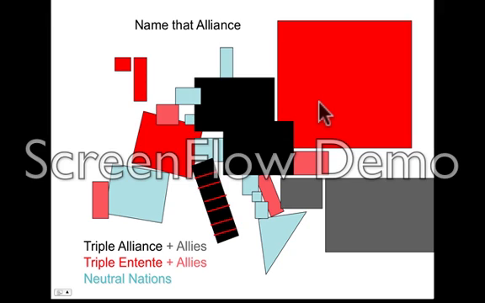Now things get a little bit tricky because right after the war started, Italy, which was officially a member of the Triple Alliance, changes sides, okay, and it joins the Allies, or what come to be called the Allies in the Triple Entente, okay?